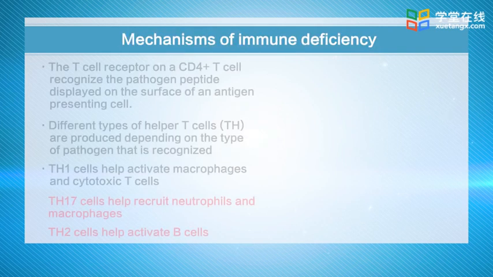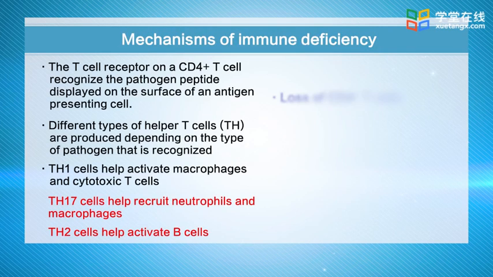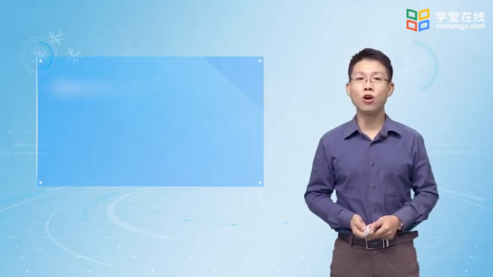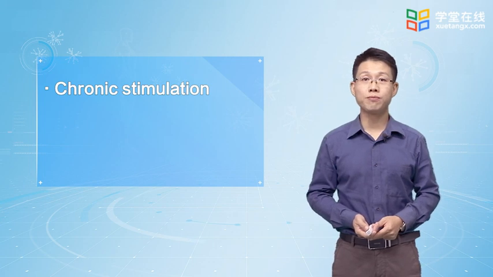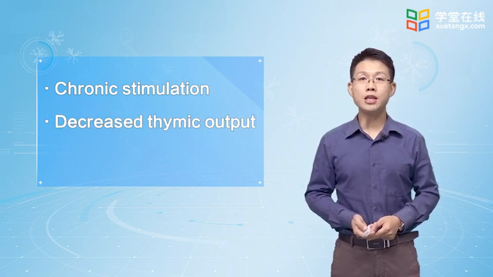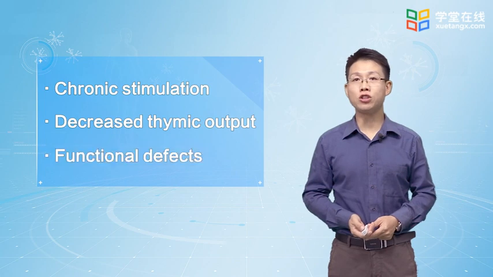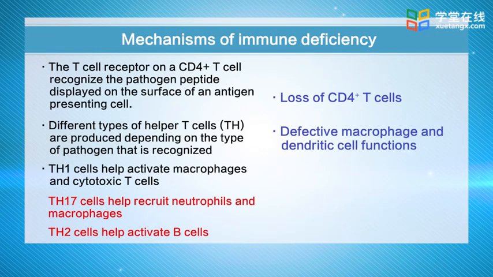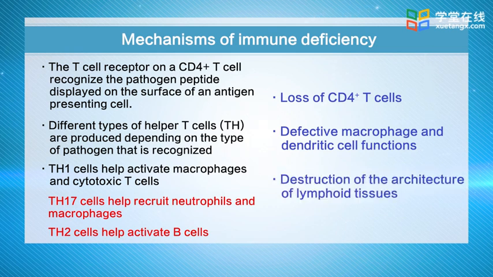Mechanism of immunodeficiency: loss of CD4 T cells, with T cell death during viral replication and budding. Apoptosis occurring as a result of chronic stimulation decreases cytokine output. Functional defects: defective macrophage and dendritic cell functions. Destruction of the architecture of lymph node tissues.